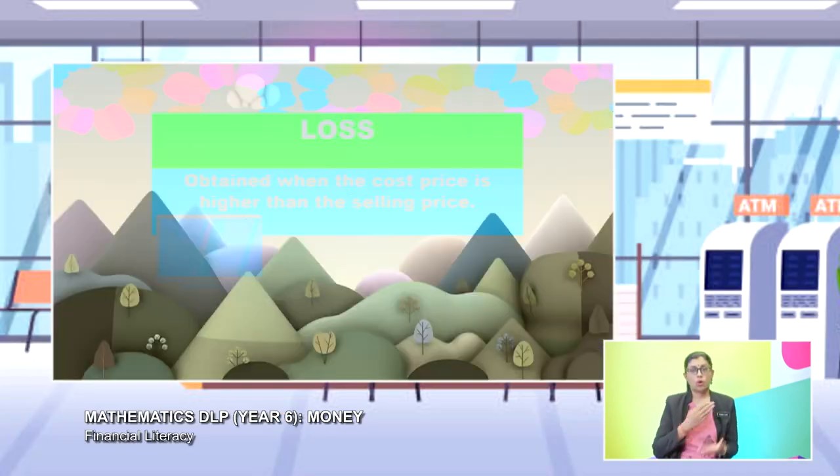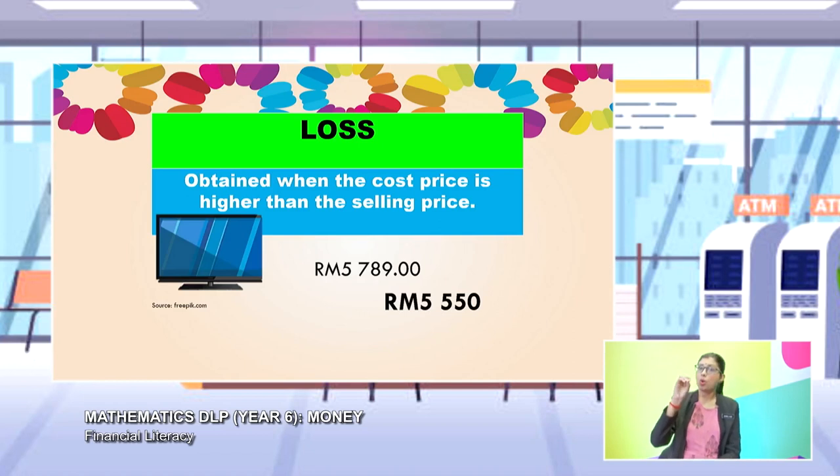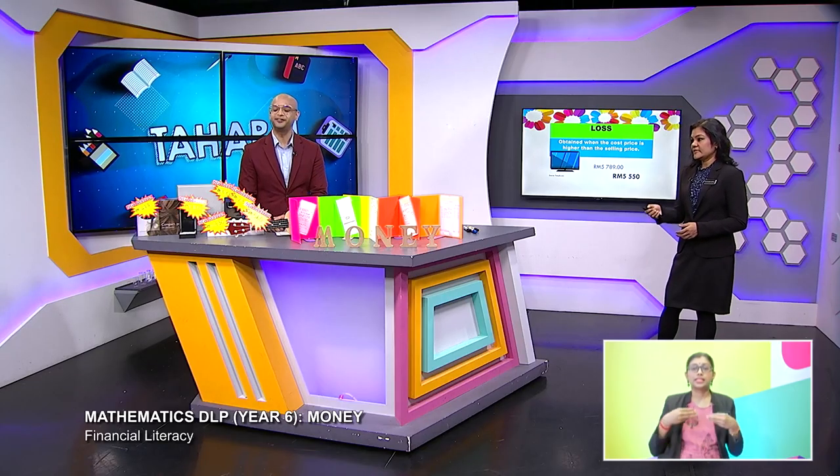Okay, it happens when the cost price is higher than the selling price. Vice versa. Just now, the TV, 5,789. You sell it for 5,550 ringgit, it is a loss, because it's lower than the cost price. Yes. Okay. So, that's the four terms I would like to introduce.